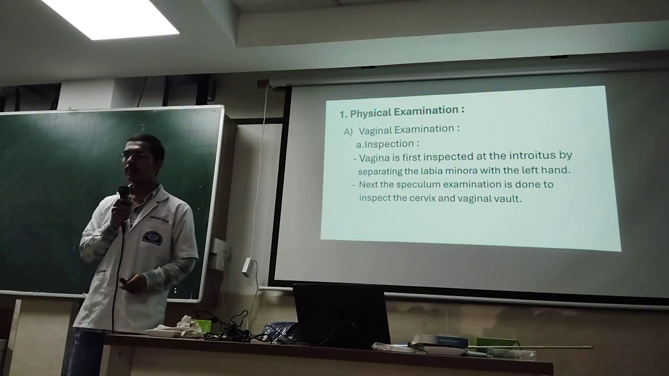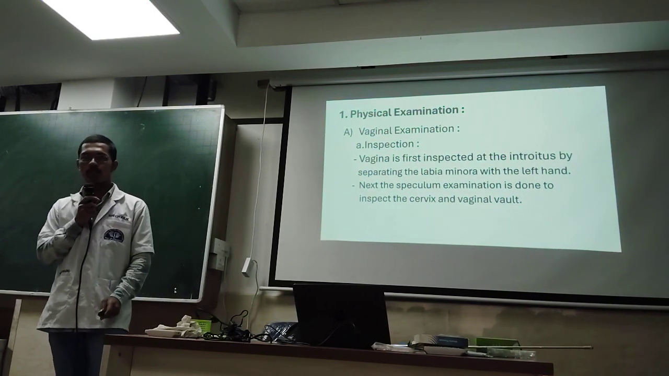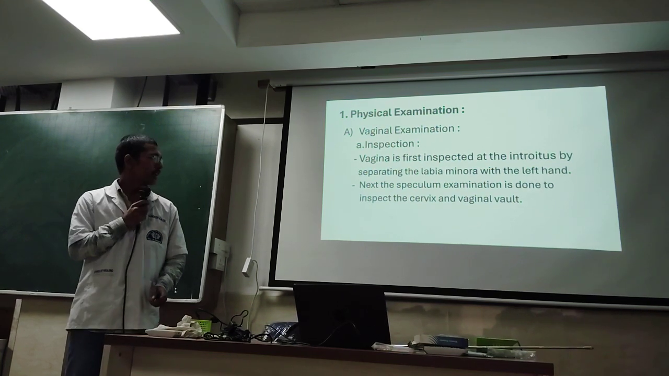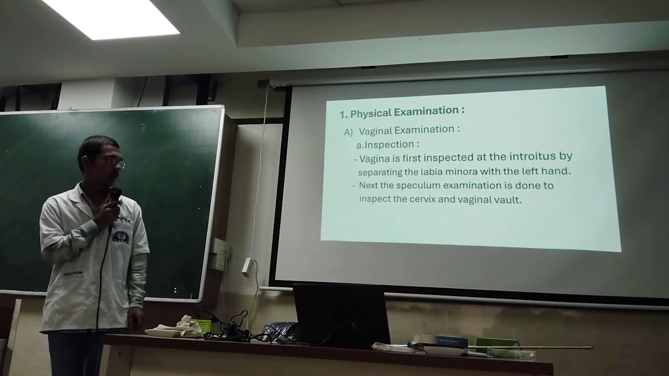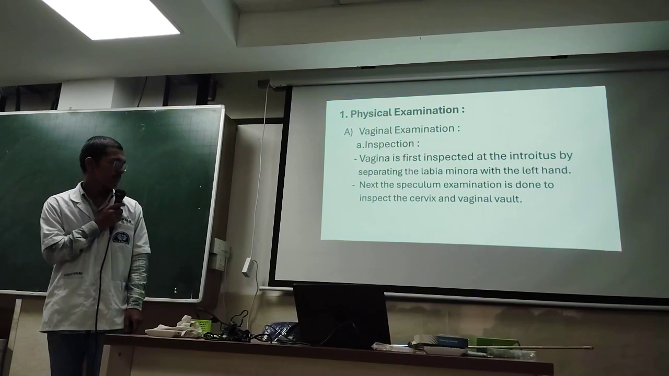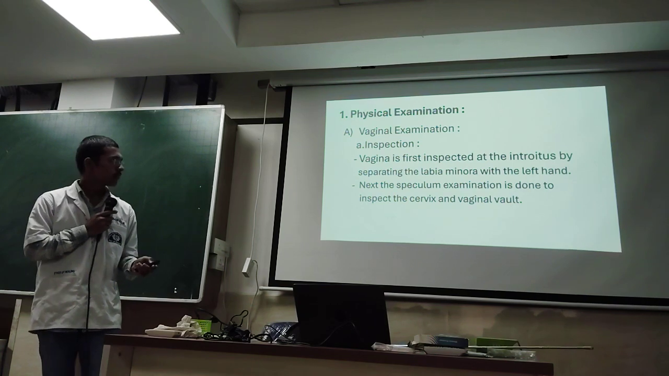In physical examination, we will do the vaginal examination and bimanual examination. Vaginal examination is done by inspection and palpation. In inspection, the vagina is first inspected at the introitus by separating the labia minora with the left hand. And after that, the speculum examination is done to inspect the cervix and the vagina wall.